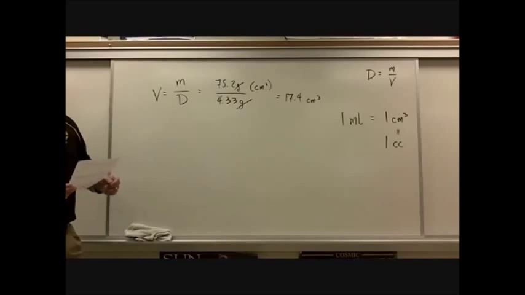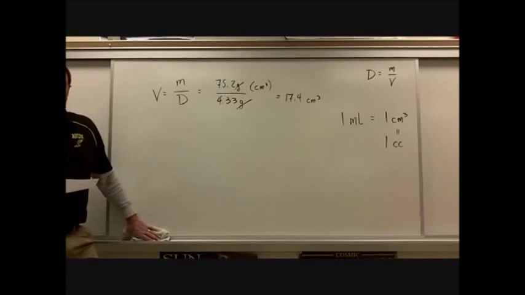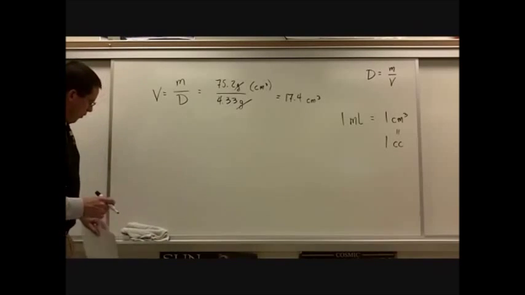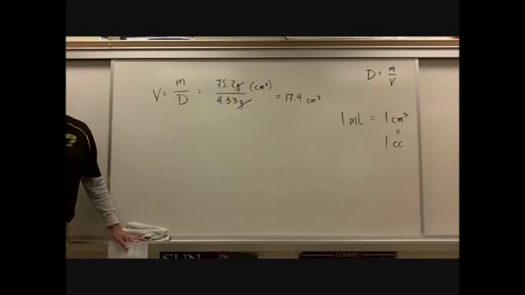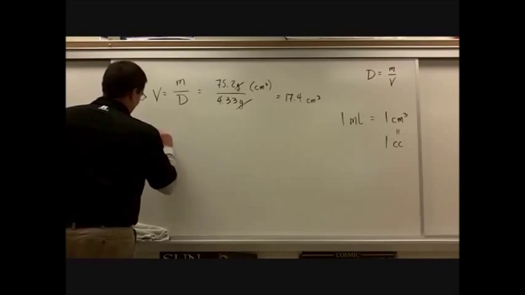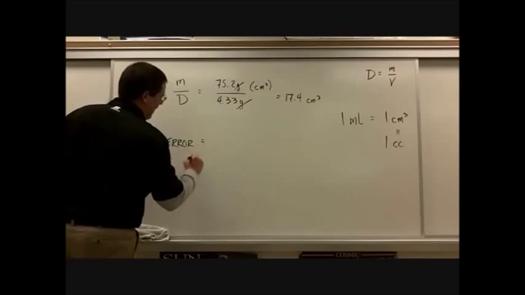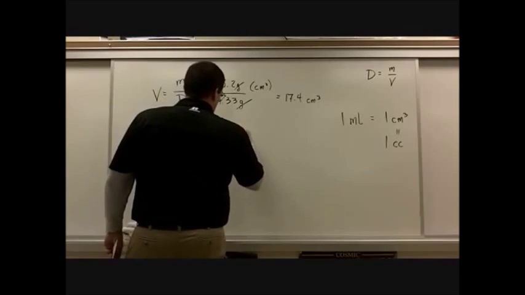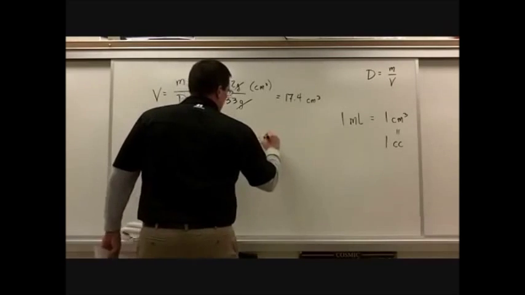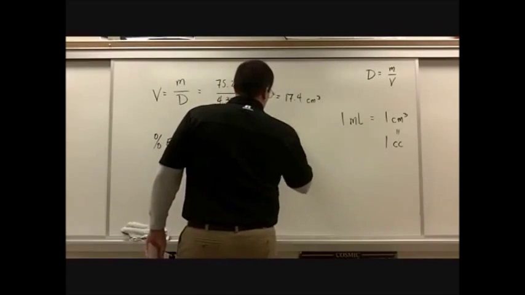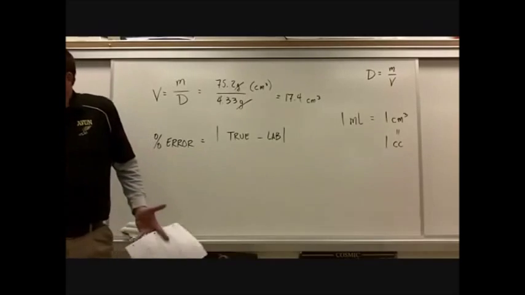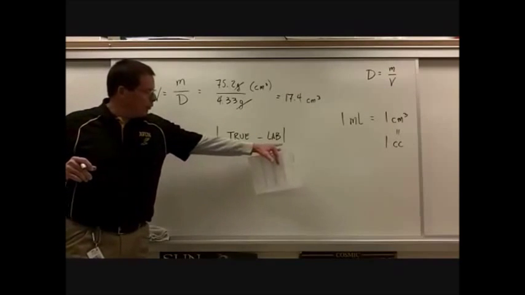Let's look at the second one. Look at that, percent error. What's the equation for percent error? You guys did it on your lab. The true value minus the lab value. Good. So true value minus lab value, or if you did lab minus true, that's fine, because again, we have our absolute value.